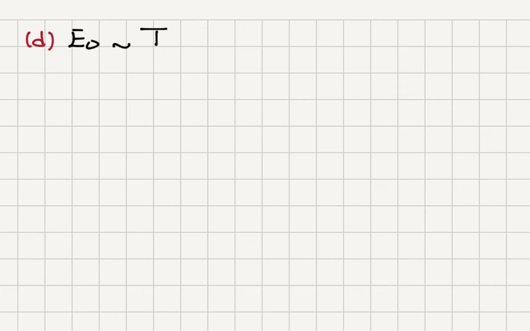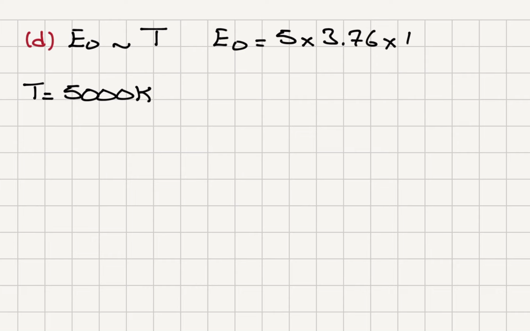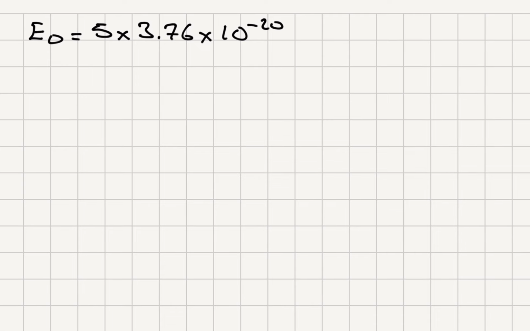So the new E0 value at a temperature of 5000 Kelvin will be the one at 1000 Kelvin multiplied by 5. 5 times 3.76 times 10 to the minus 20. This gives us 1.88 times 10 to the minus 19 joules.